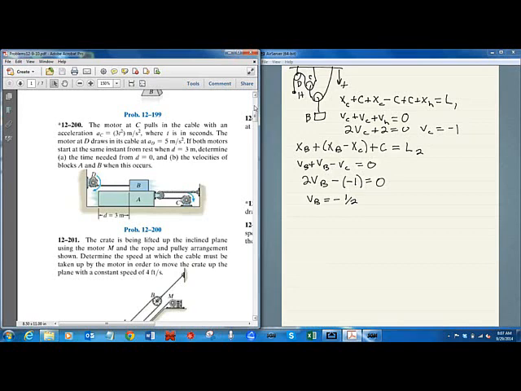Okay, so this is a time spanner. What do you think you're going to end up having to do? You're going to have to integrate. So expect it.